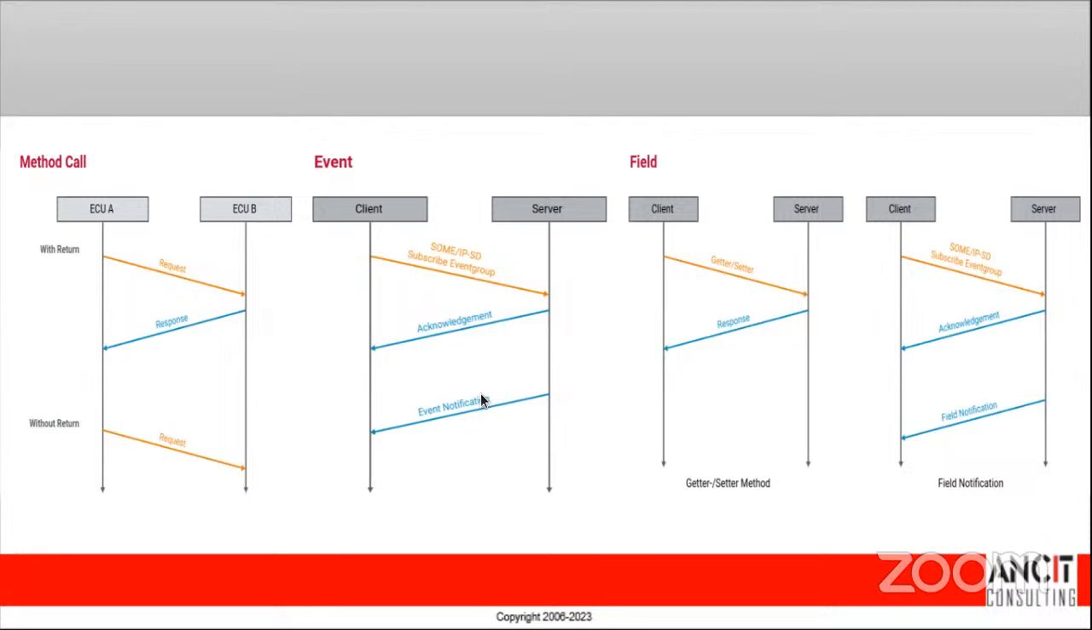We have some offer here before. If we don't need this data, at that time we can unsubscribe from this event. We have that option also. In a field, we have both getter and setter. It means I can set the value and take the value from the server. That happens with the response. The response we are getting from the server here.